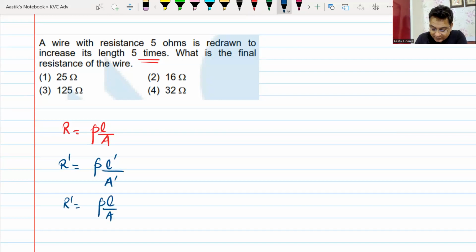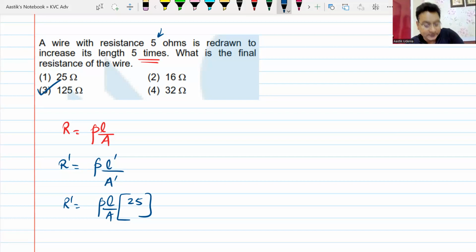Rho L by A, length has become 5 times, area has become 1 by 5 times, so it will be 25 times of the original resistance. Original resistance is 5 ohms, so the answer is 125 ohms. We've done a lot of questions on this. Go back, see them. That is the only thing I can ask you, though. It's too late to do anything else.